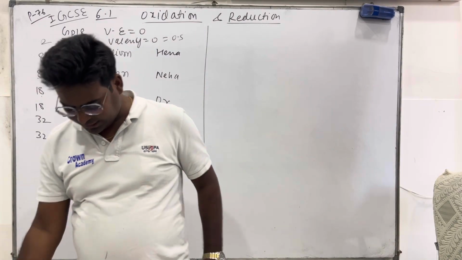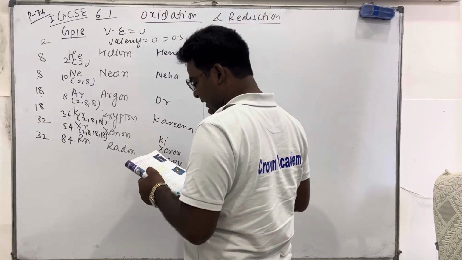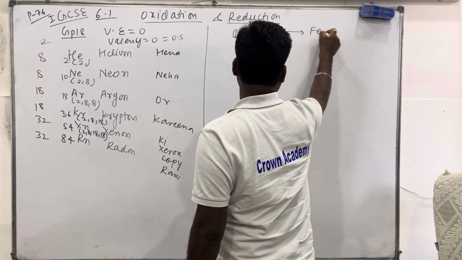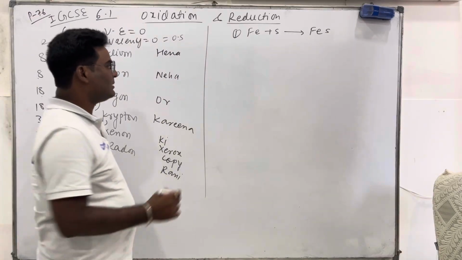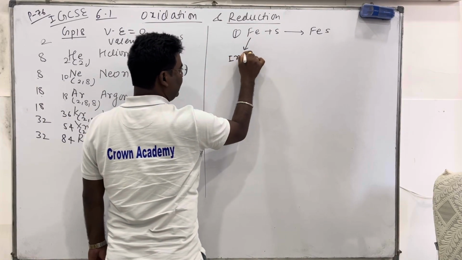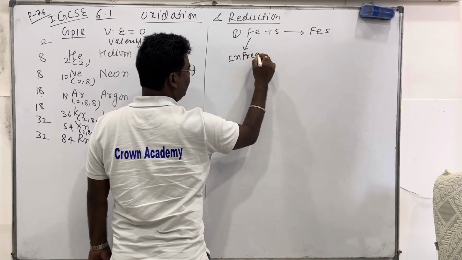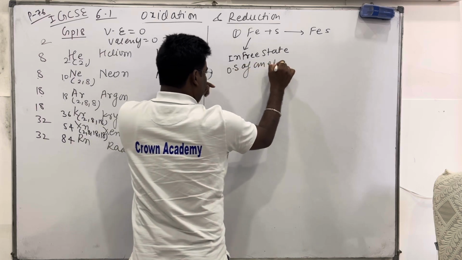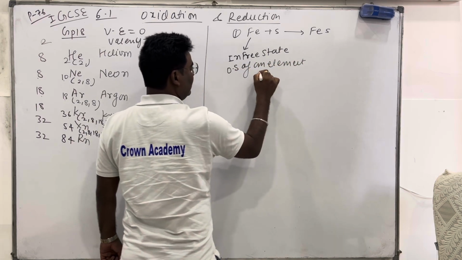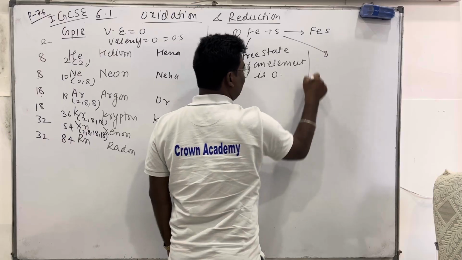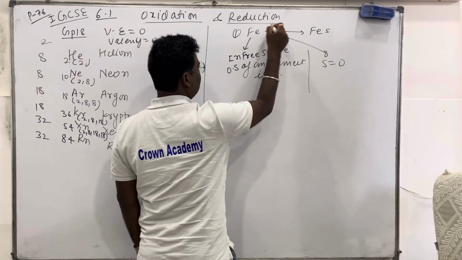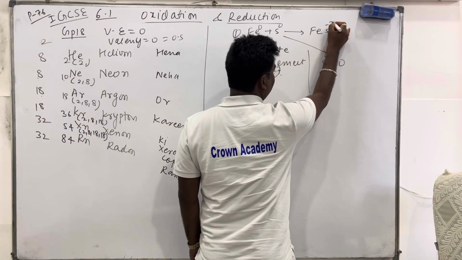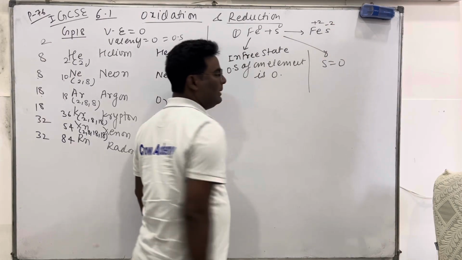Understood? So let's see the example. Suppose I am taking the example of Fe plus S. It is forming FeS. So in free state, the oxidation state of any element is 0. In the similar manner, sulfur also has 0 oxidation state. But in combined form, sulfur has -2, and that's why Fe has +2.